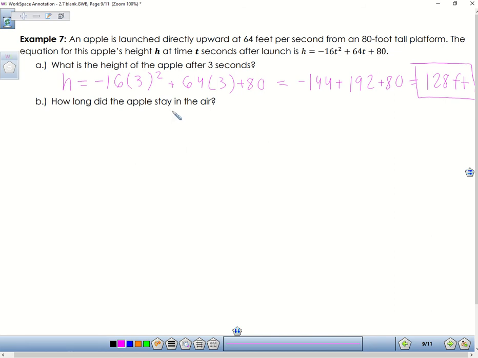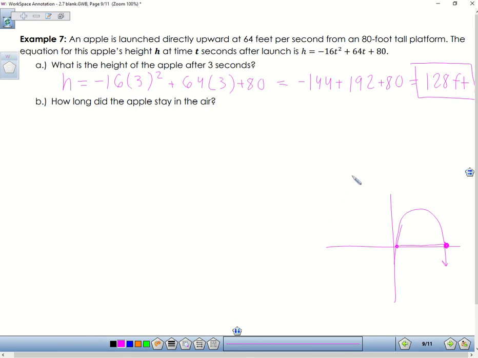And then we want to know how long did the apple stay in the air. So if we think of what this quadratic looks like, it goes up and then it comes back down again. So the time it's in the air is from here to here, right? So when it starts up and then it hits the ground. So how can I find this time at the end, how long it was until it reaches the ground? That's an x-intercept. Go ahead.